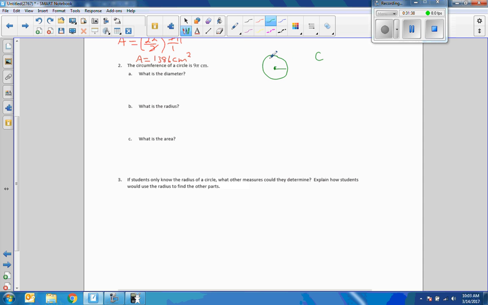So we're given the circumference is 9 pi. And circumference is pi times diameter. And we're told 9 pi. So circumference equals pi times 9, or 9 times pi. So therefore my diameter is 9. Okay, so the diameter equals 9 centimeters.